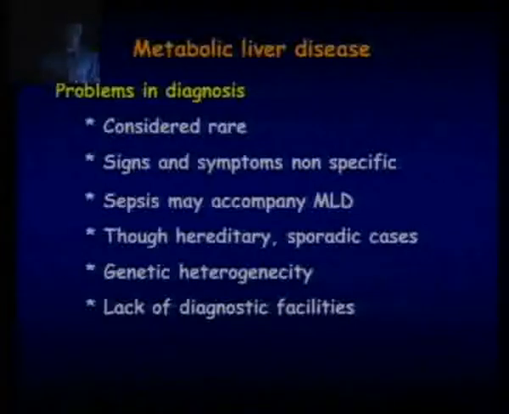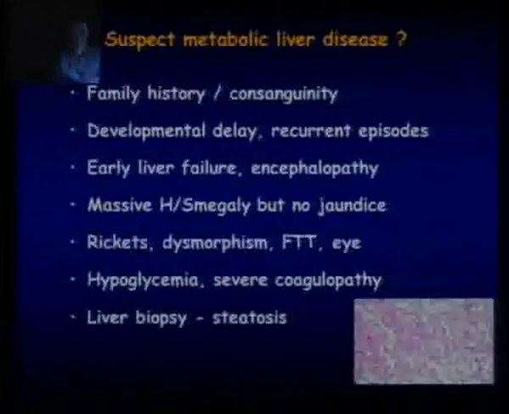A classical example is galactosemia. Though there should be a family history, we know that we have a lot of sporadic cases. There is a lot of genetic heterogeneity. The same disorder, like tyrosinemia, can present in the newborn period, in older children, or even in the intermediate age group. And of course, what causes the most problems is the lack of some diagnostic facilities in making some of these diagnoses. So you would suspect in these situations.